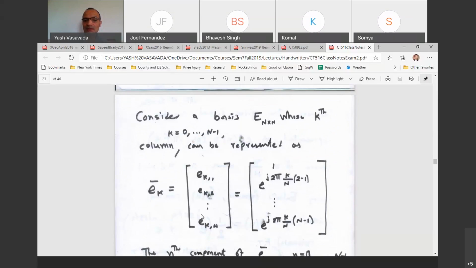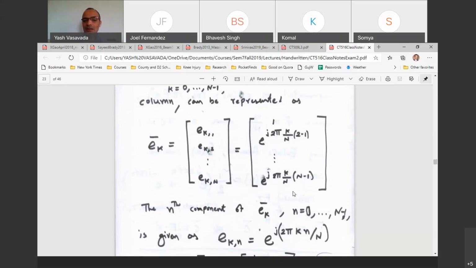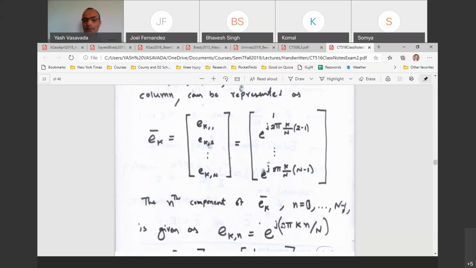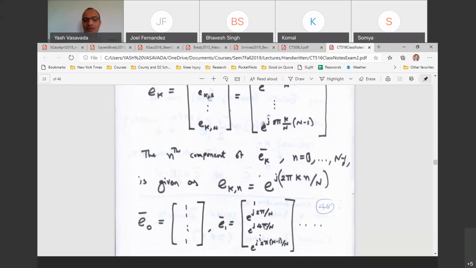Column of the basis matrix, and that k is coming into the numerator of this exponent. The denominator is the length of the basis vector, capital N. And so the kth element of this vector is given by this formula. So E0 is all ones, E1 is like this, and so on.